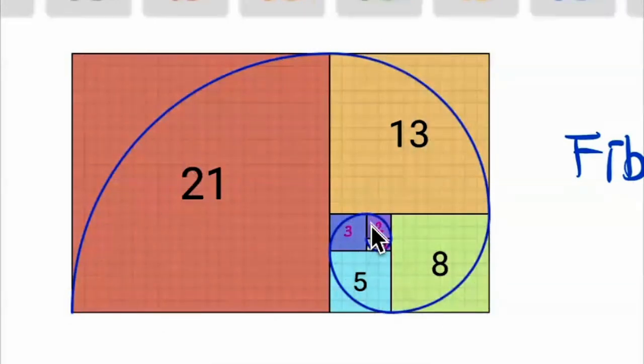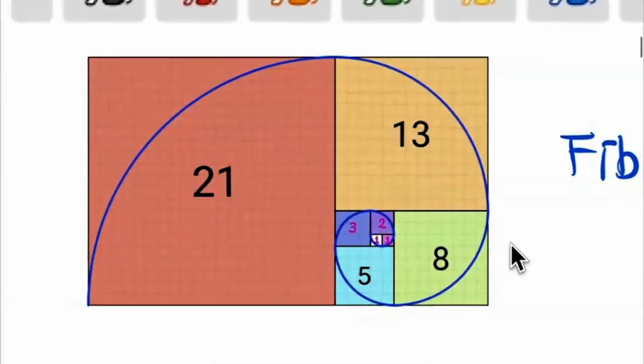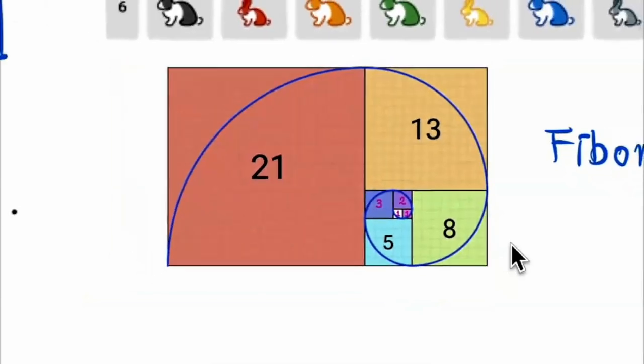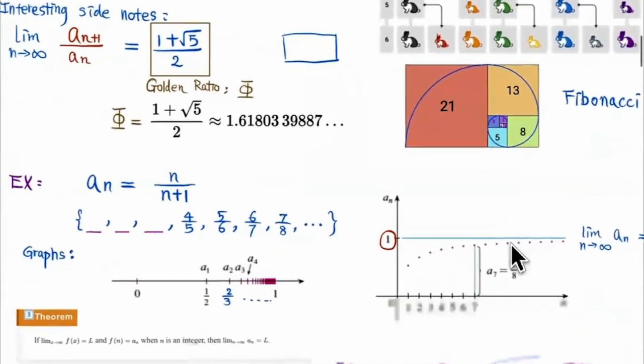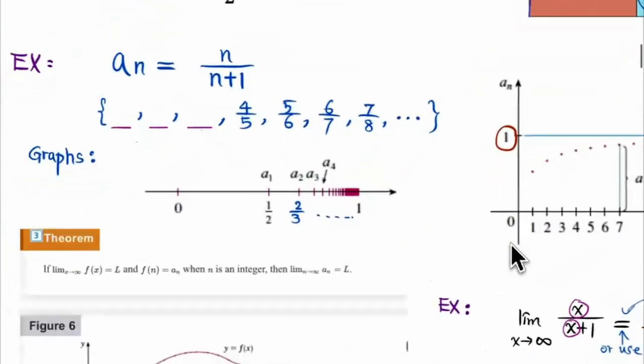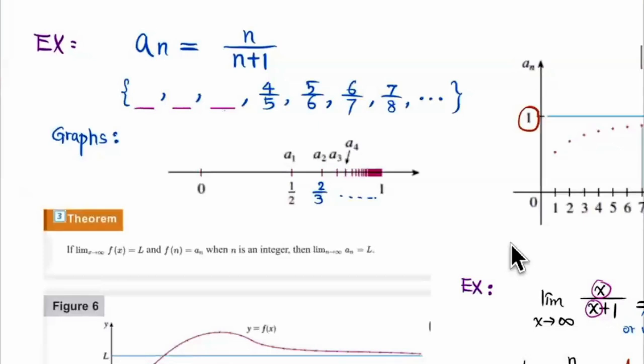For some interesting facts about the Fibonacci spiral, how about you guys look it up and post it in the discussion and see what you find. Okay, so that was the example. The Fibonacci sequence is an example of a sequence that is defined recursively.